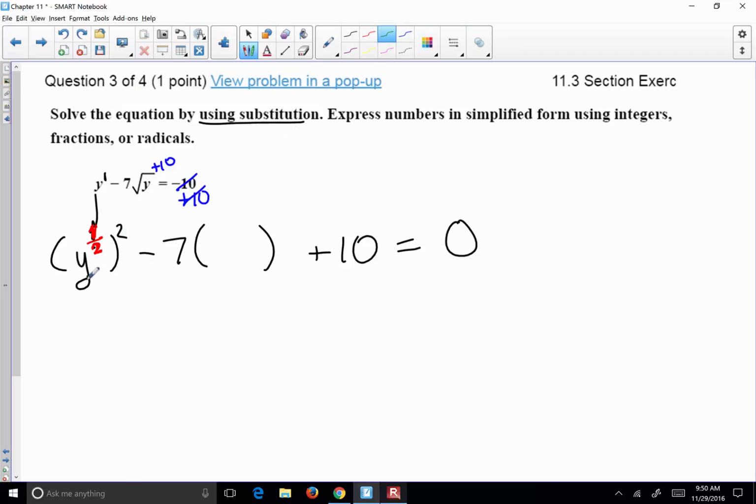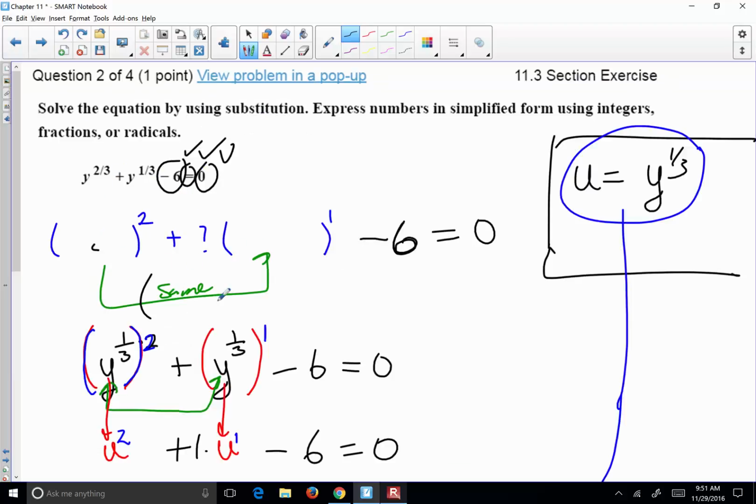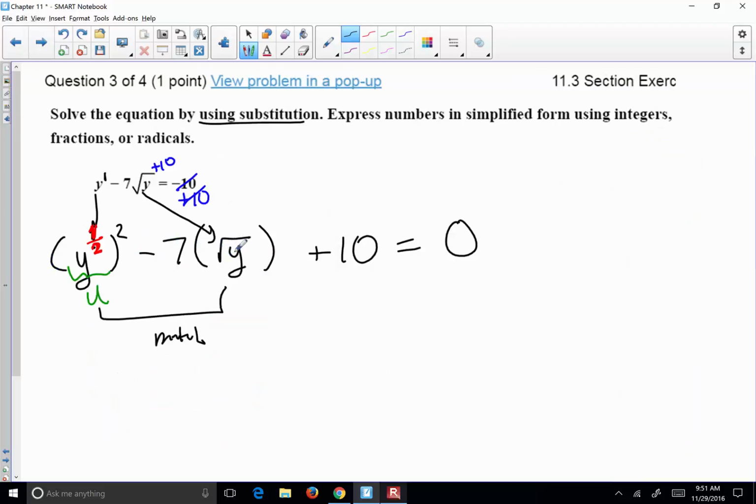And this is gonna be a candidate for your u. This is what I'm gonna call u. But wait a second, I need to have these two matching. But what I have here is square root y. They are not matching. This is y to the 1/2. This is square root y. So they are not matching, so I can't use the substitution method here. To be able to use the substitution method, I must have the same stuff on this too. I don't have the same stuff. What's going on?